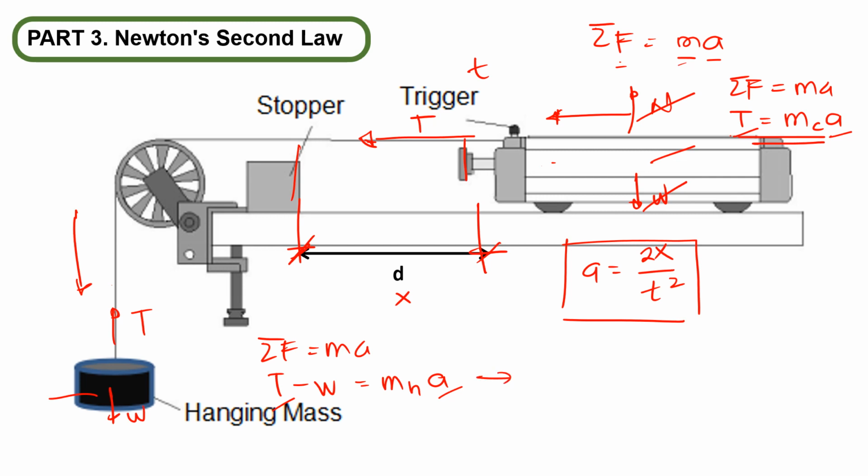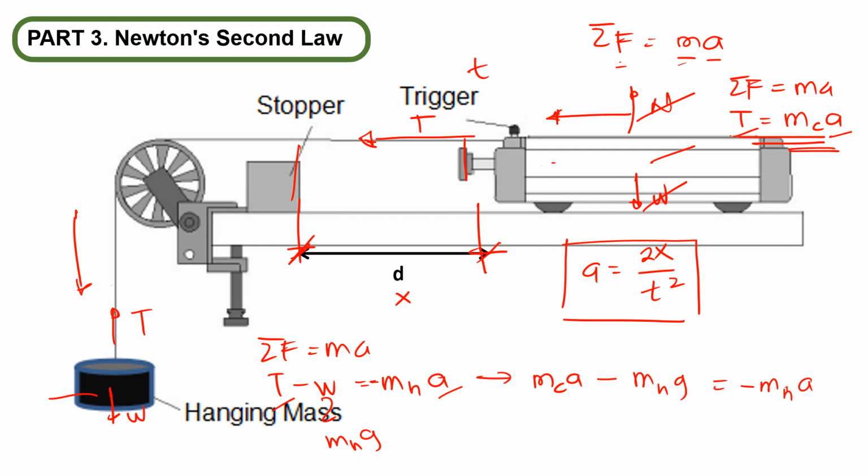So tension is equal to mca. I'll replace tension with the first equation, so that's mca, and then minus the weight. This is the weight of the hanging mass, so hanging mass multiplied by g, equal to, again, this is accelerating downward, so the acceleration here should be negative. So we have minus hanging mass multiplied by acceleration.